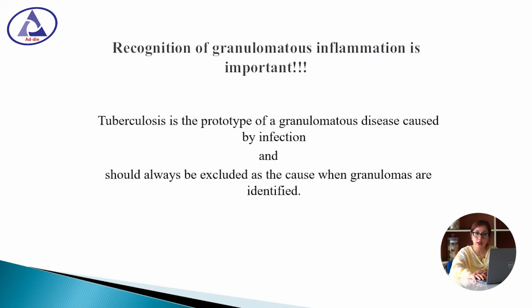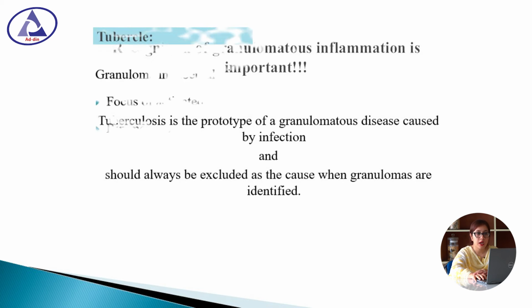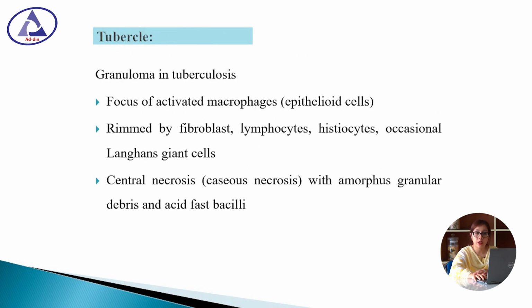Recognition of granulomatous inflammation is very important. Tuberculosis is the prototype of granulomatous disease caused by infection and should always be excluded as the cause when granulomas are identified. Granuloma in tuberculosis is known as tubercle. It is a focus of activated macrophages rimmed by fibroblasts, lymphocytes, histiocytes and occasional Langerhans giant cells, with central necrosis with amorphous granular debris and acid fast bacilli.